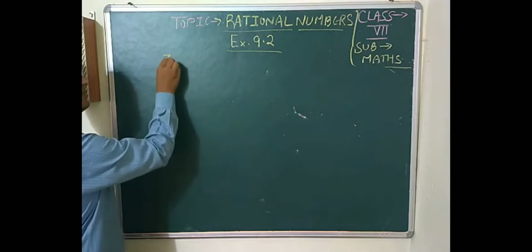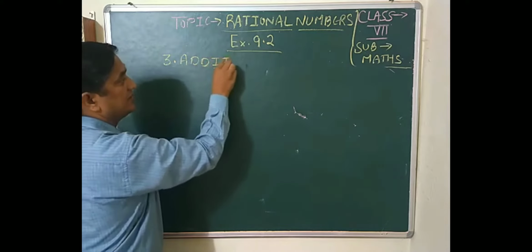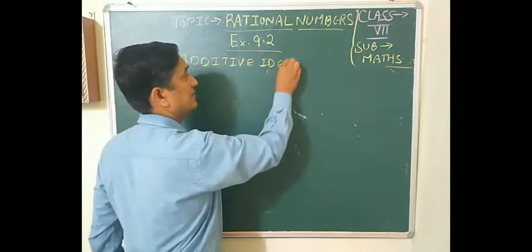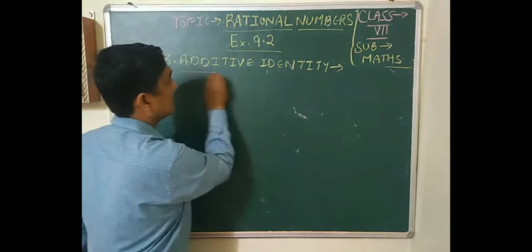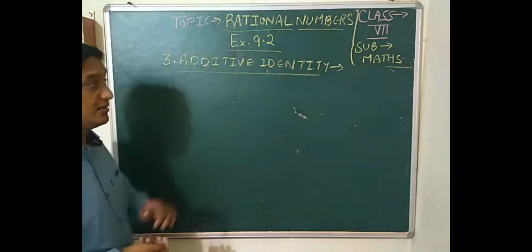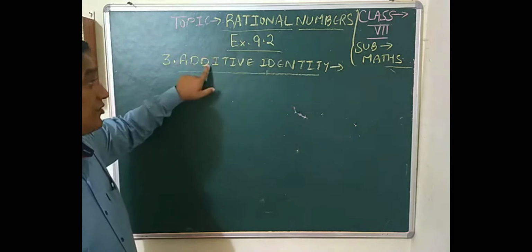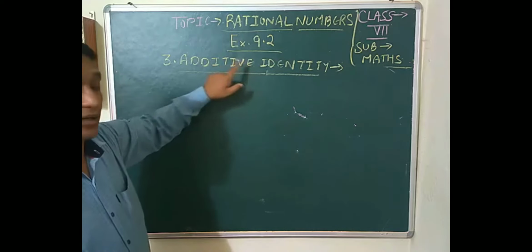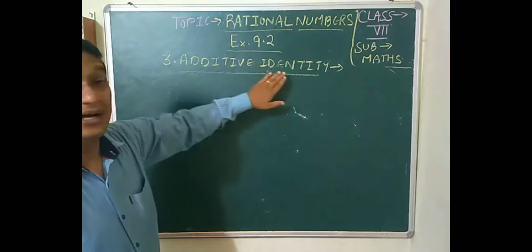Next, children, the third one is additive identity. Please check this. This is additive identity, and this is different from the additive inverse. Don't get confused, both are different. The first one is additive inverse, and this is additive identity.